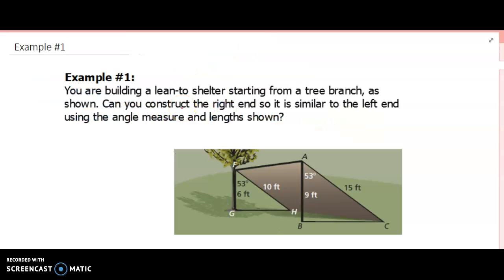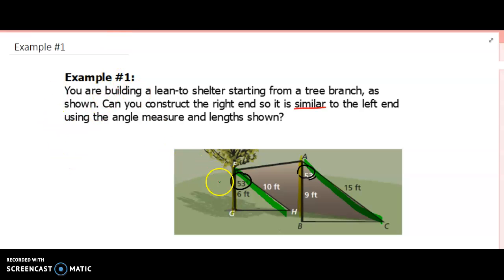All right, so let's look at example 1 here. It says you're building a lean-to shelter starting from a tree branch as shown. You can construct the right end so that it is similar to the left end using angle measures and known lengths. Okay, so we want similarity. Well, the first thing we know is this angle and this angle are congruent. Okay, so that's a good start. So then what we have to show is this side and this corresponding side have the same proportion as this side and this side. Okay, so let's check.